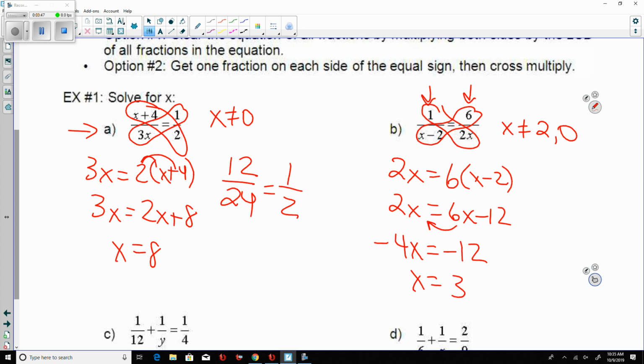Okay? Check and check. 2, 1 over 3 minus 6 over 3 times.